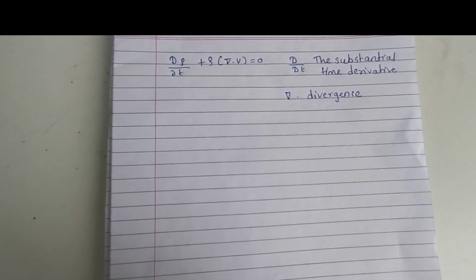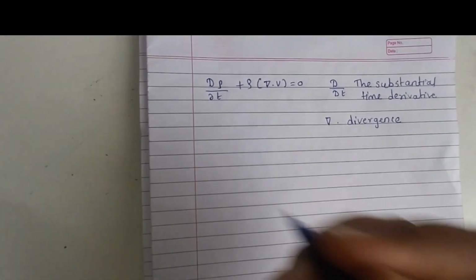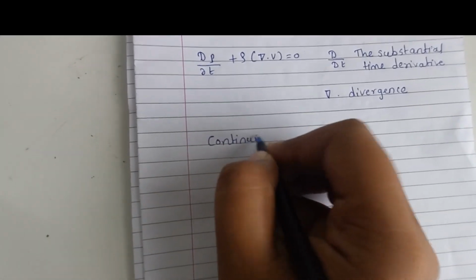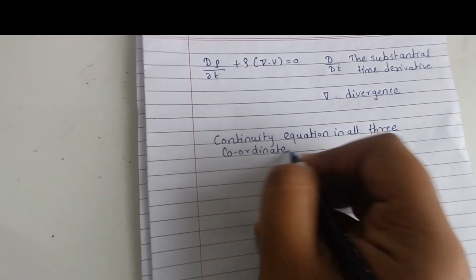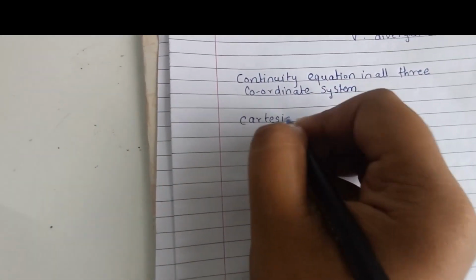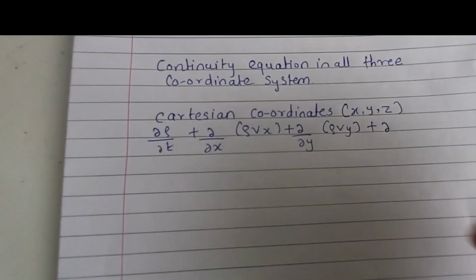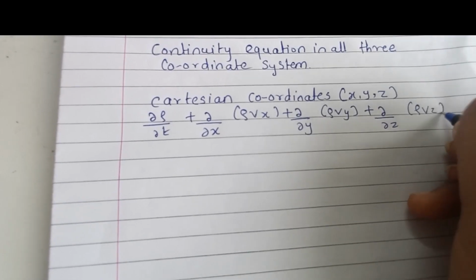Similarly we can prove it for different coordinate systems, that is for the cylindrical coordinate system and the spherical coordinate system. Here I did not derive for every cylindrical and spherical coordinate system; I am directly representing the formulas. For the Cartesian coordinate system, x, y, z, we have already derived above: del rho by del t plus del by del x into rho vx plus del by del y into rho vy plus del by del z into rho vz is equal to 0.